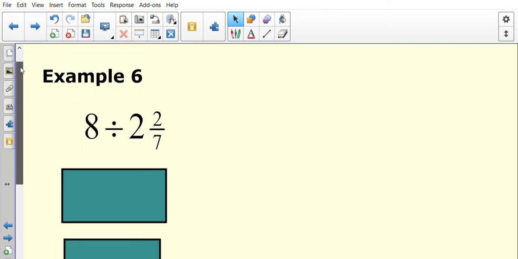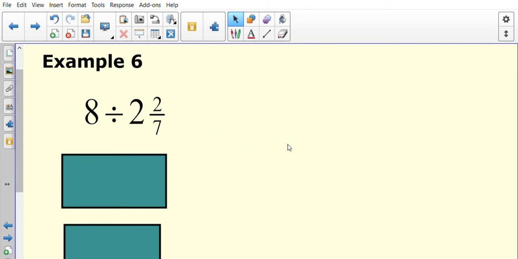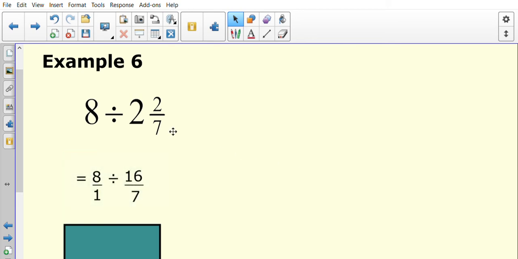Example number 6. Again, I've got two, well, one's actually just a whole number and the other one's a mixed number. So in the next stage, make sure that you have two fractions. So 8 is the same as 8 over 1. And I've changed my mixed number to an improper fraction. So 2 times 7 is 14, plus the 2 on the top is 16, so 16 over 7.